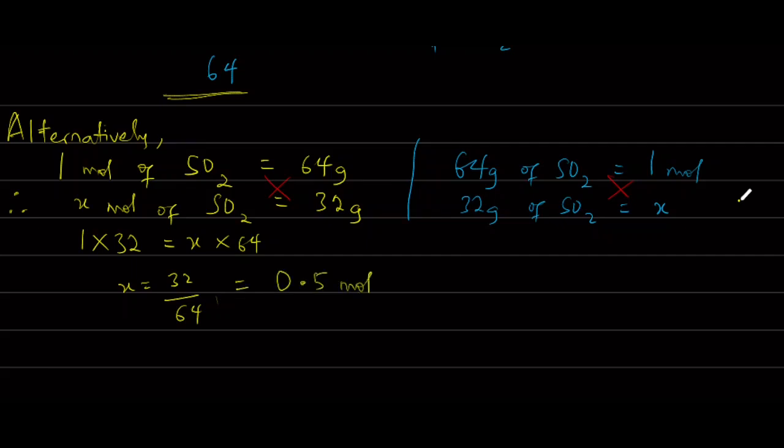So this is explaining the fact that if 64 gram gives us 1 mole, then 32 gram gives us 0.5 mole. For the B and C parts of this example, you can send your answers through the comment section and let me check it out for you.